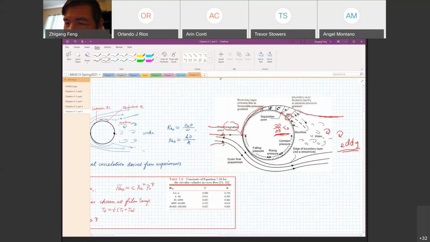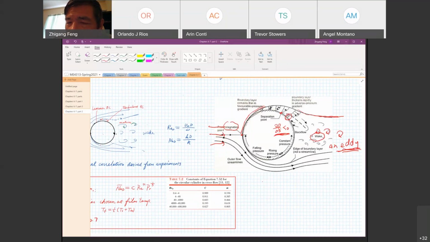How do we define an eddy? An eddy is a spinning motion of a fluid element. A fluid element that spins around is the so-called eddy. So we have this spinning motion, and that's a turbulence region, and quite often we call that the wake region. So that's the fluid mechanics part of the flow over a cylinder.